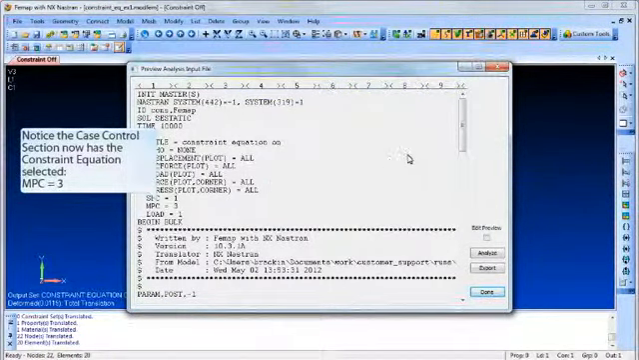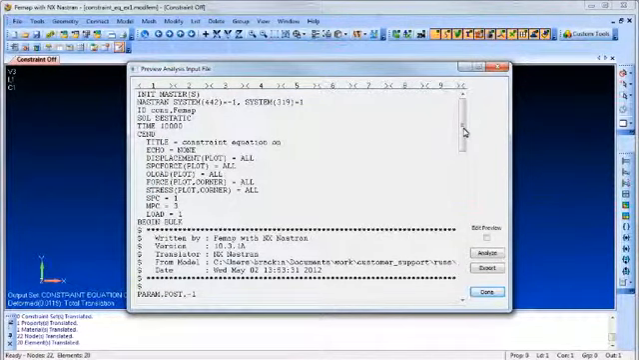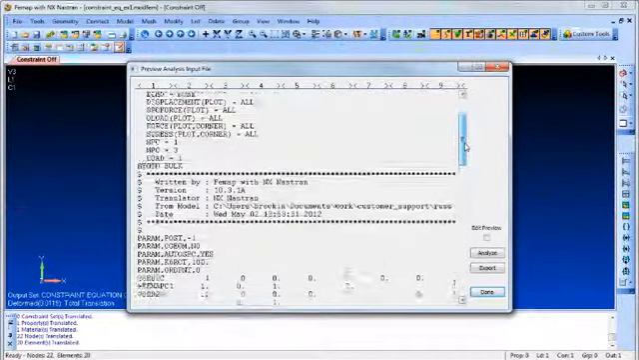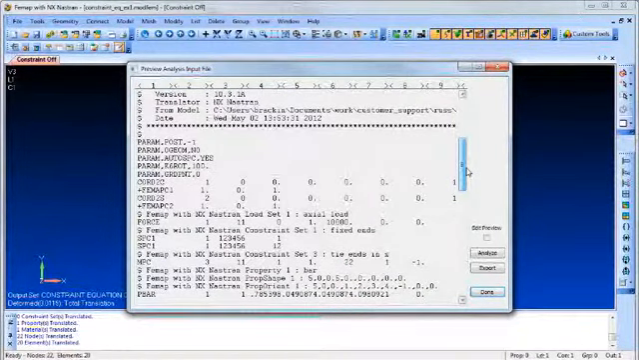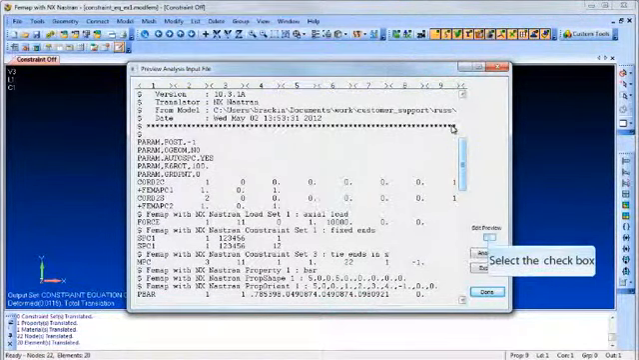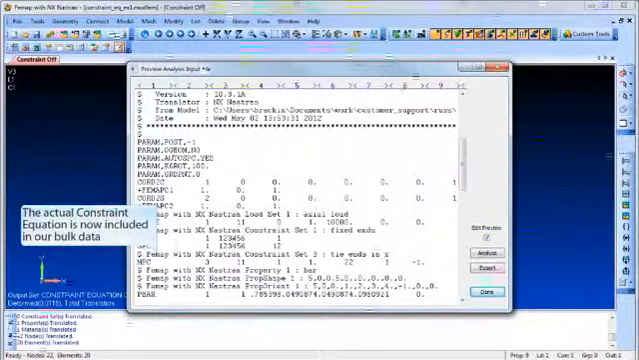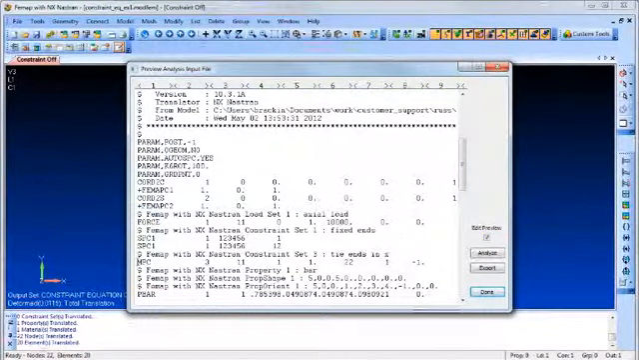Notice the case control section now has the constraint equation selected. Now if we scroll down into the bulk data, we see the actual constraint equation in the Nastran format.